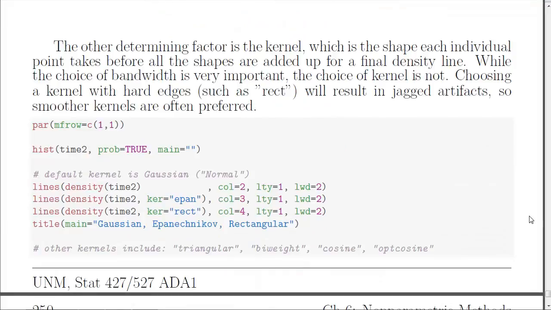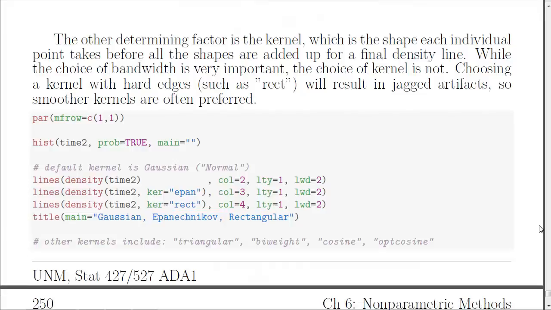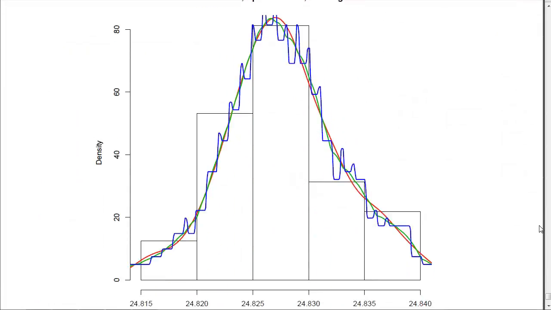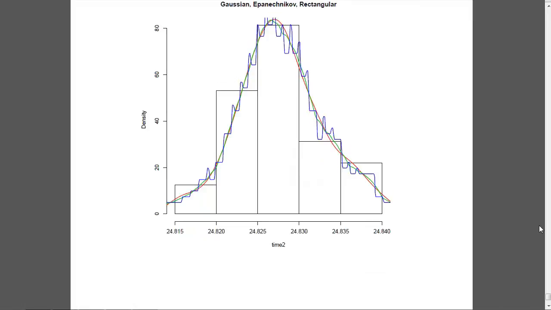And you can also pick different kernels. The Gaussian is the normal distribution. There are two other ones here, and here's the same data summarized with three different kernels. Okay, so there are choices to make.